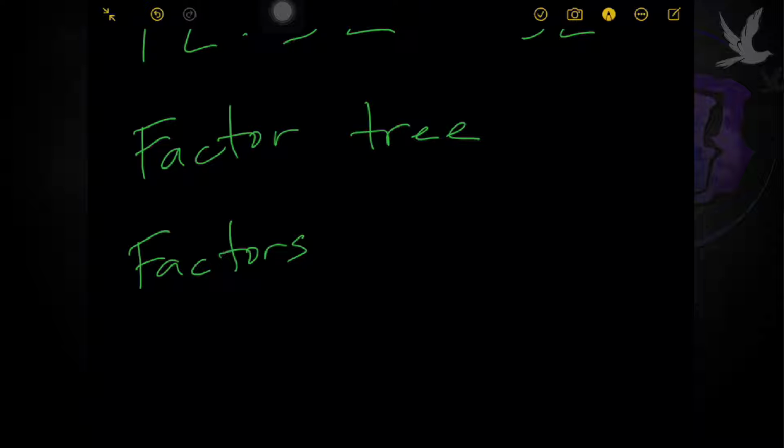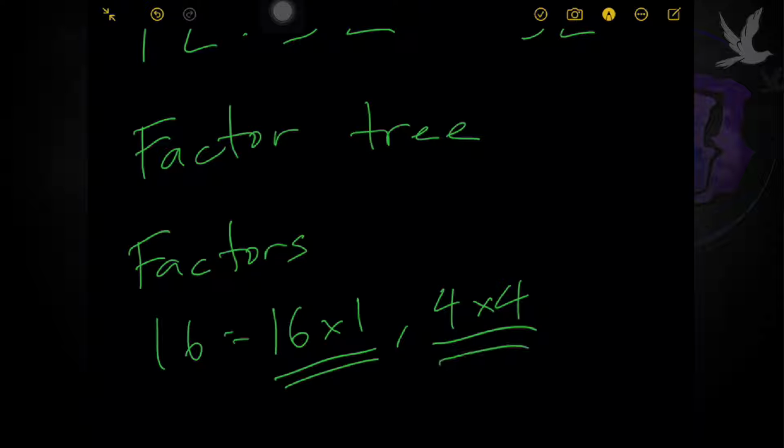Factors. For example, factors of 16. One factor pair of 16 is 16 multiplied by 1. Another factor pair of 16 is 4 times 4. Another is 8 times 2. So that is what we mean by factors: a number or two numbers which you multiply to give you the answer.